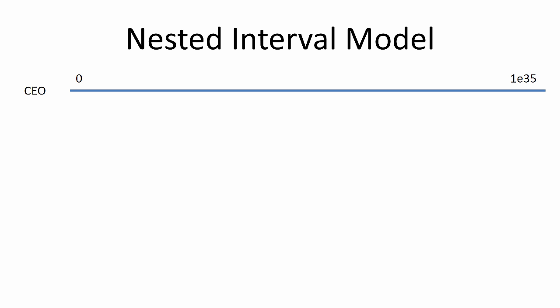When we go to add the VP of R&D, similar to the nested set model, we want the left and right values to remain within the interval of the CEO. But instead of going back and modifying the CEO's value, all that we do is give the VP of R&D an interval that is half of the remaining interval of the CEO. So in this case, that's 5 times 10 to the 34th to 1 times 10 to the 35th.